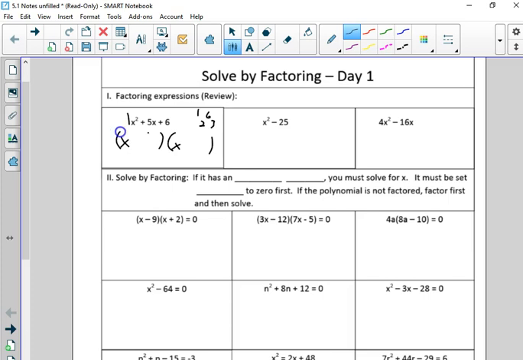To add up to 5. Well, it's going to be 3 and 2. Boom. This is the difference of squares. Easiest thing to factor in the world. Perfect square, perfect square. X, 5, plus, minus.